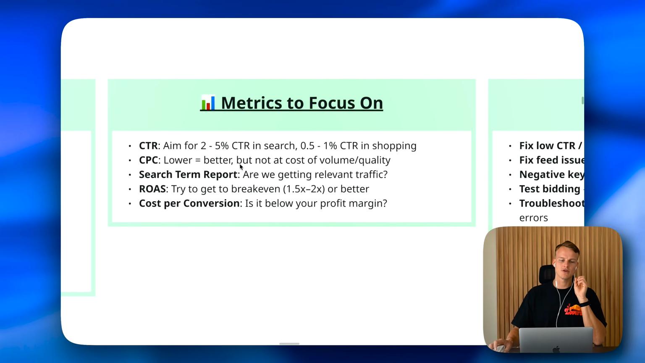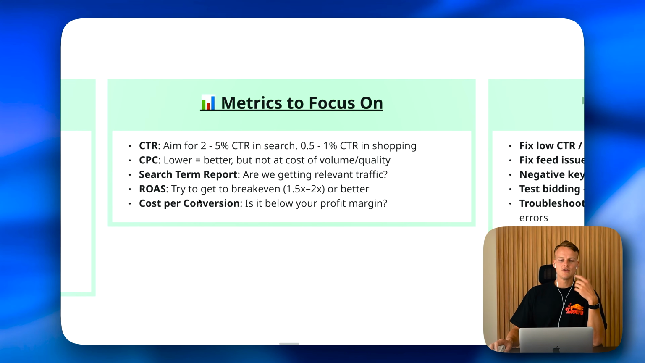When it comes to your CPC, lower is better, but not at the cost of volume or quality. So you want to optimize for the top of the page, which is a very specific CPC, which you can find in the Google Ads Keyword Planner, the tool that I told you earlier about. And just make sure that you use the right CPCs, right? When it comes to your search term report in both search and shopping, you need to be asking yourself, are we getting relevant traffic? Are these keywords the best keywords that I could target right now? Or are there even better keywords, right? And then you want to focus on the best ones.